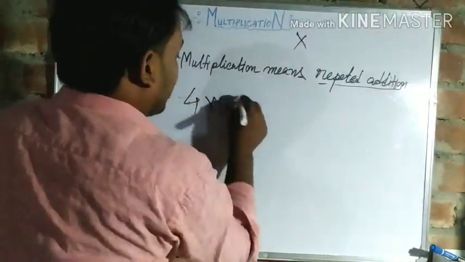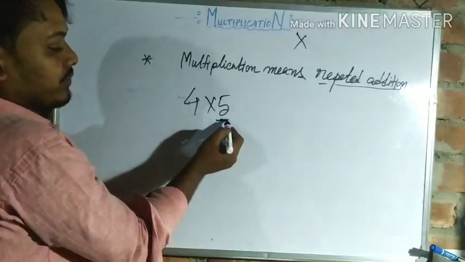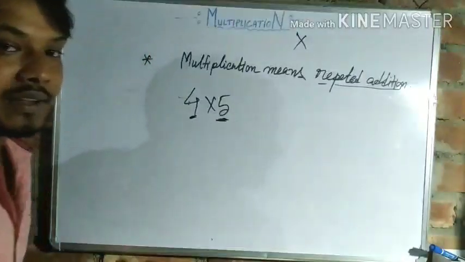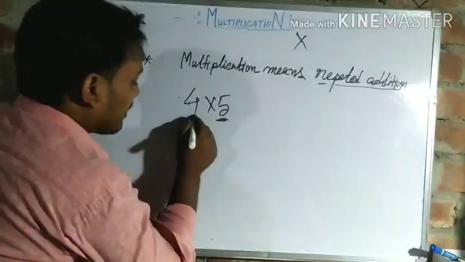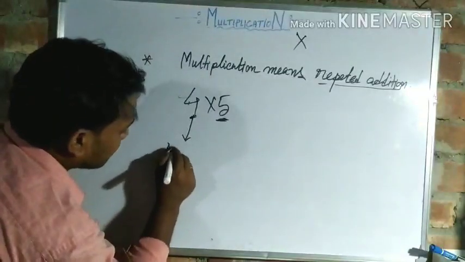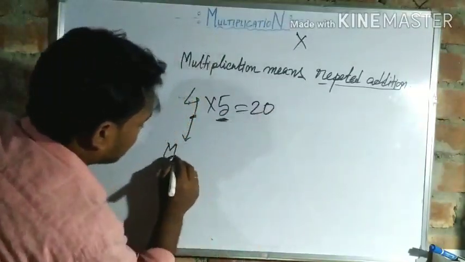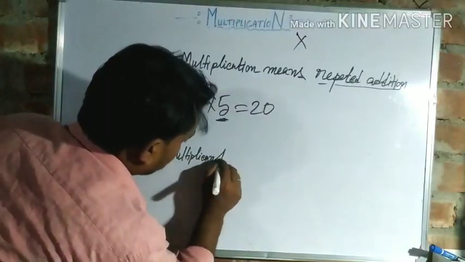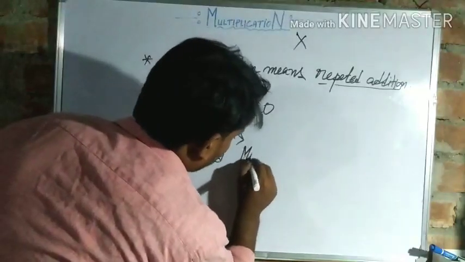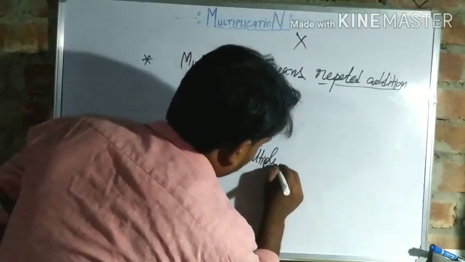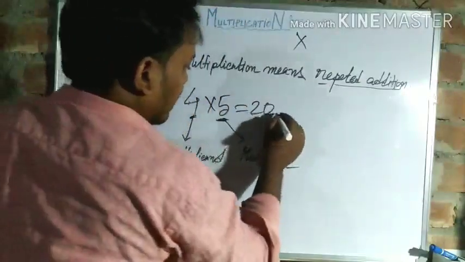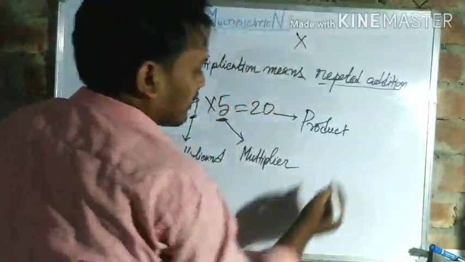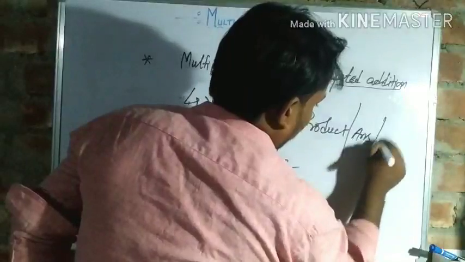So it is the concept of multiplication, that means repeated addition. If we add 5 repeatedly 4 times, the result is 20. If we add 4 repeatedly 5 times, the result is 20. The first value is called the multiplicand, the second value the multiplier, and the result is the product, or answer.